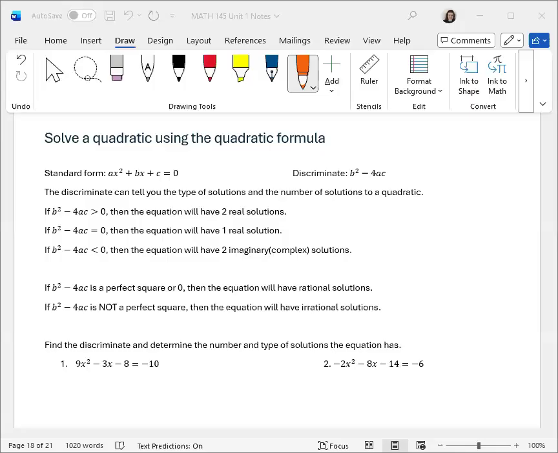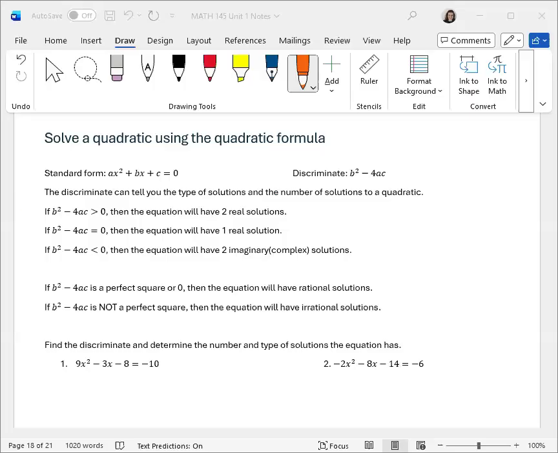Okay, the next lesson we're going to be solving a quadratic using the quadratic formula, but we're also going to talk about what just the discriminant part of the quadratic formula means for a moment before we get into solving completely. So the discriminant can tell you how many real and imaginary solutions a quadratic can have by its value.